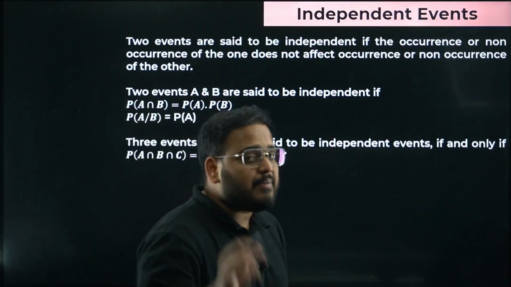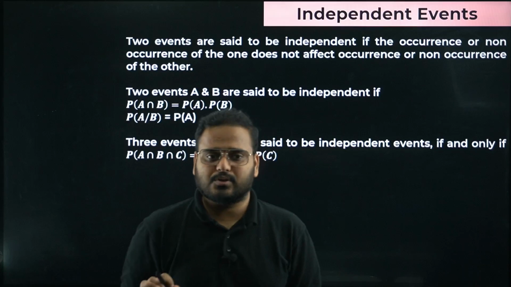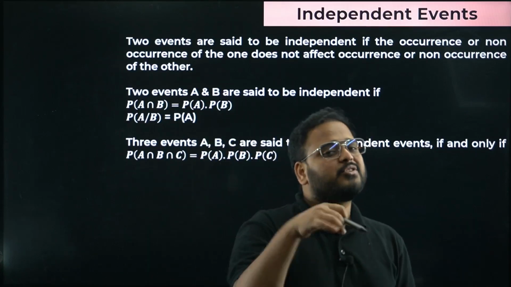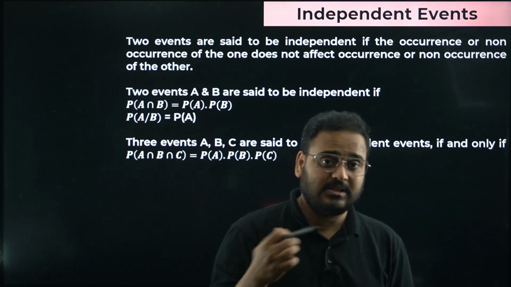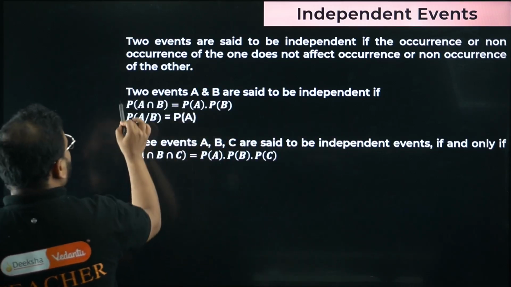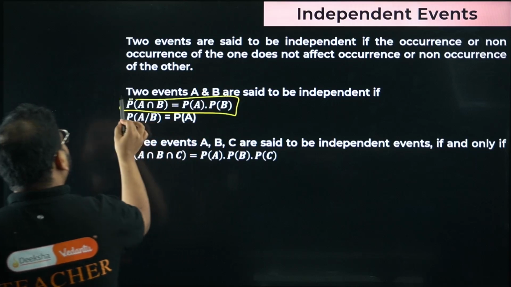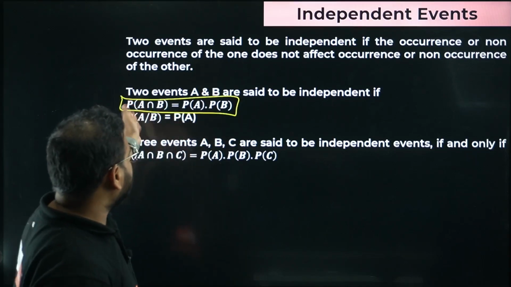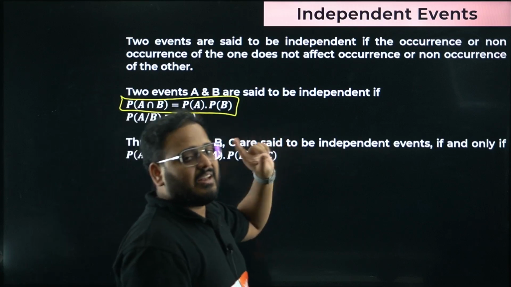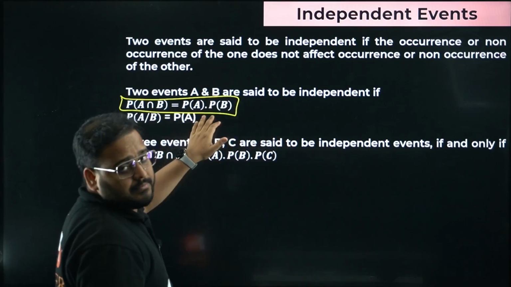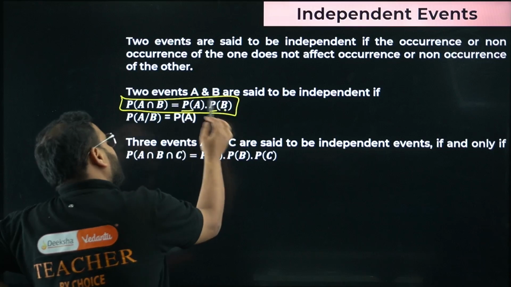Independent events, a very important topic, but also very simple. Important but simple. Why important? Because it is useful in a lot of concepts, and in a lot of problems you will see this statement coming in. For independent events, this is your everything. If you know this very well, your job is done. If I have events A and B as independent events, then the probability of their intersection will be equal to the product of the probabilities of the individual events. That's all.